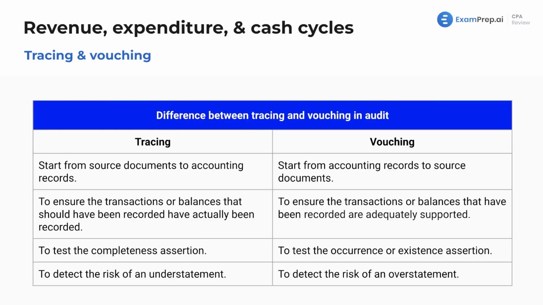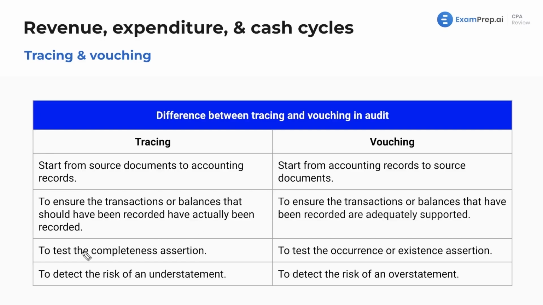Here is a nice little graphic, nice little table or chart. We've got some differences here. With tracing, we're going to start from the source documents and then move to the accounting records. And then with vouching, we're going to start from the accounting records and move to the source documents. With tracing, the purpose here is to ensure that the transactions or balances that should have been recorded have actually been recorded. And with vouching, the purpose is to ensure that the transactions or balances that have been recorded are accurately supported by pieces of evidence.